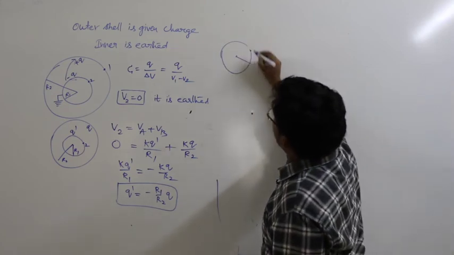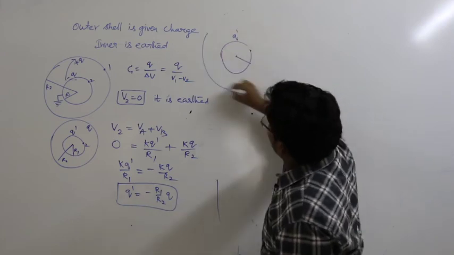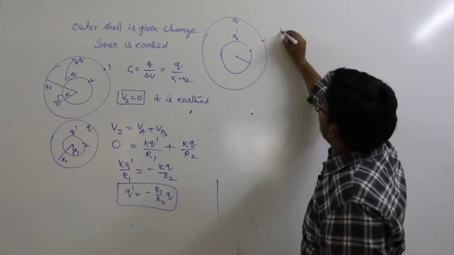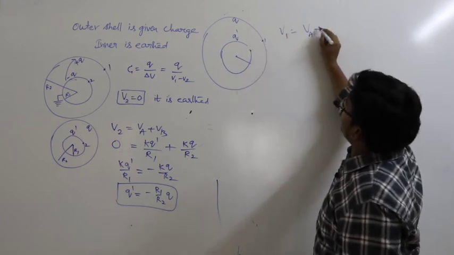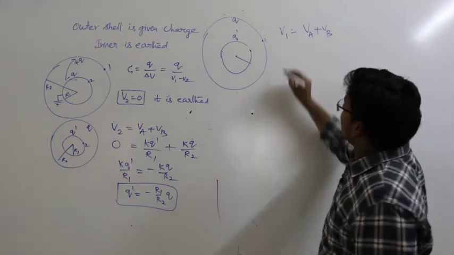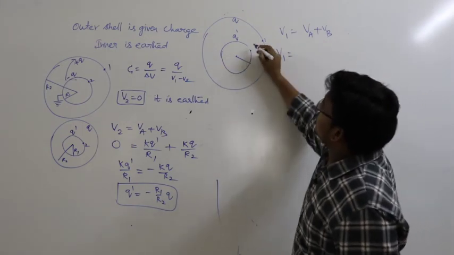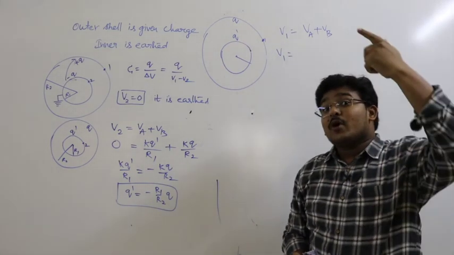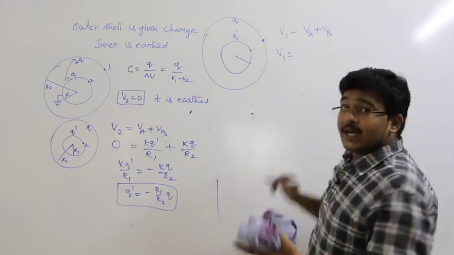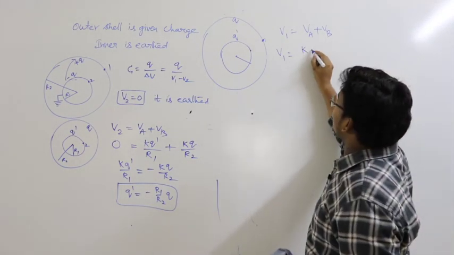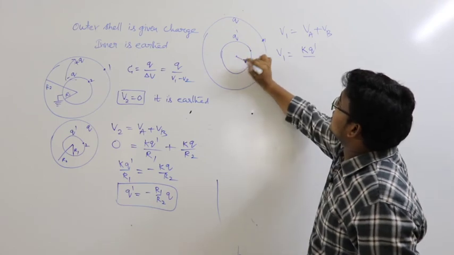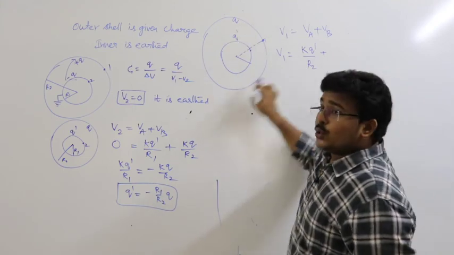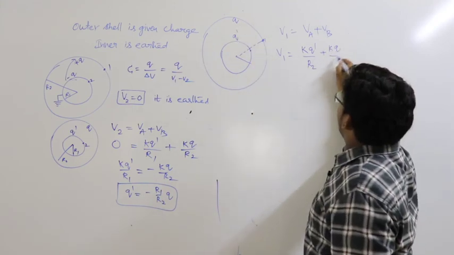See here, the charge of the inner sphere is now q dash, the charge on the outer is q. Now we want the potential at this point, V1, because of the inner sphere and because of the outer sphere. For the inner sphere the point is outside, so the formula will be kq by small r. So k into charge q dash by small r, which is nothing but this distance r2, plus V due to its own sphere, k into q by r2.